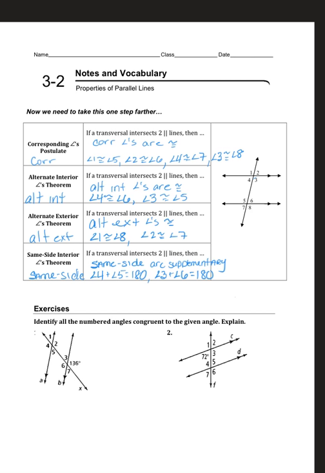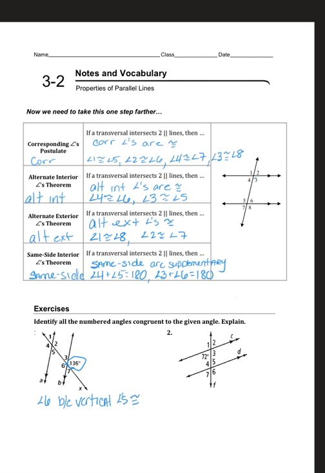So looking down here at exercises 1 and 2, it says identify all numbered angles congruent to the given angle and explain. So if I look at the given angle, it's 136. There's going to be 3 angles that match that. So we've got angle 6 because those are vertical. So we're going to say because vertical angles are congruent.